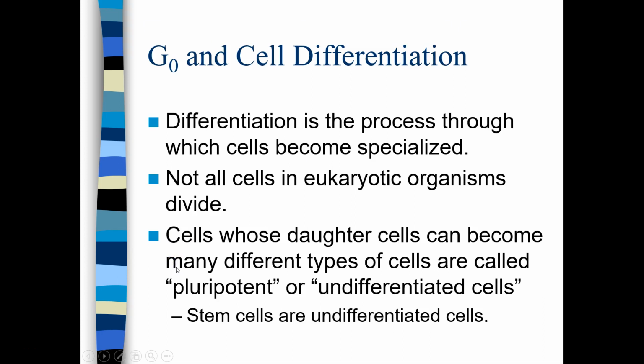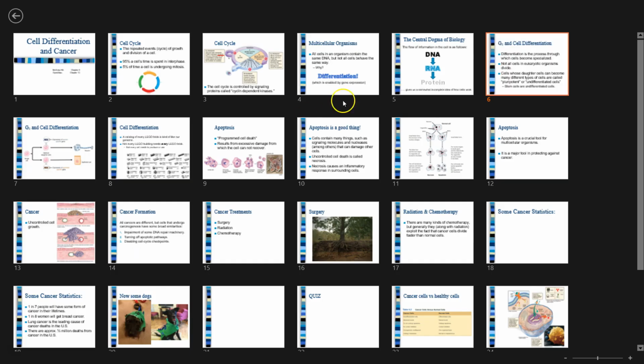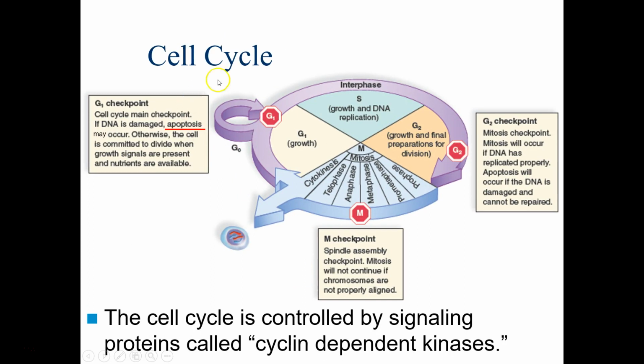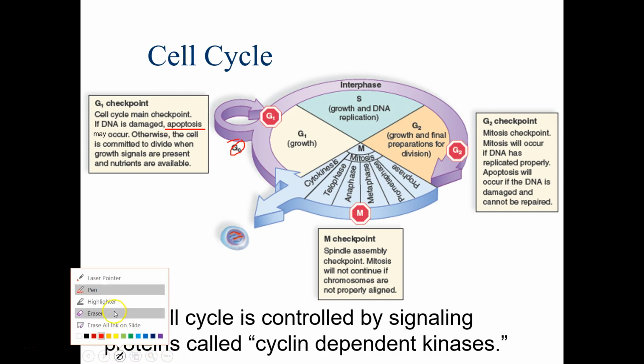And this process in multicellular organisms is called differentiation. It's the process through which cells can become specialized. Not all cells within a eukaryotic organism even divide. If we go back here, you may have noticed G0. This is an extra phase that we didn't really talk about, right?